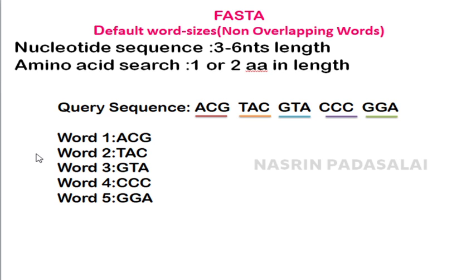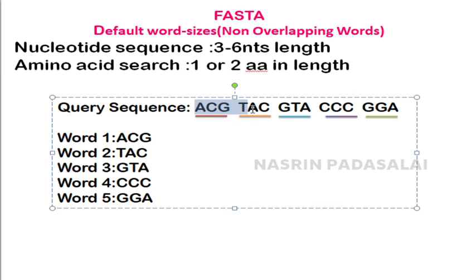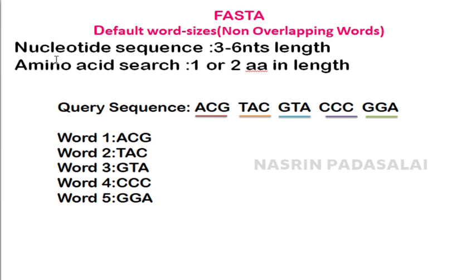Whereas in FASTA, the default word size is given, but FASTA generally goes for non-overlapping words. Say this is a nucleotide query sequence: the first word will be ACG and the next word will be TAC, like that. It won't go for ACG, then CGT, then GTA. The default word size for nucleotide sequences is 3 to 6 nucleotides in length, whereas for amino acid sequences it is 1 to 2 amino acids in length.